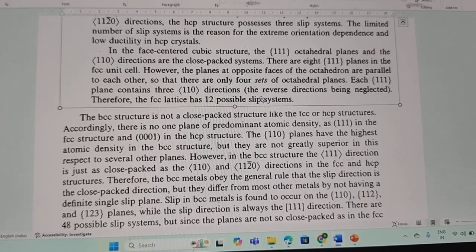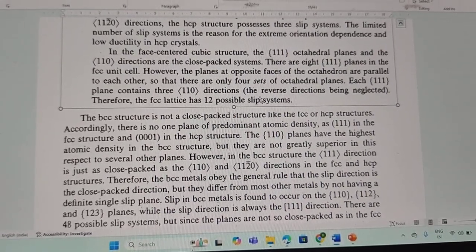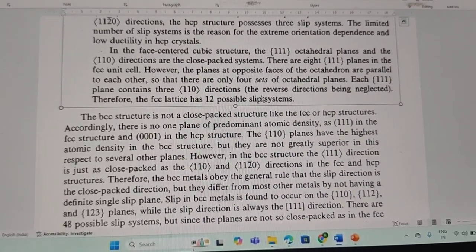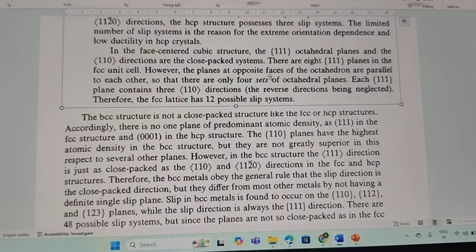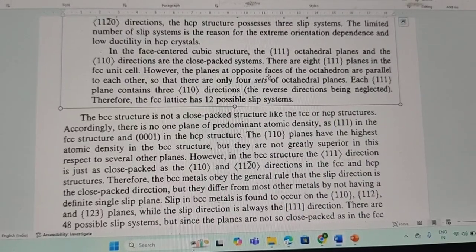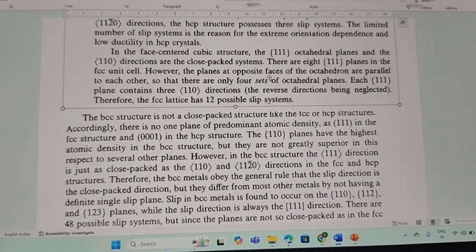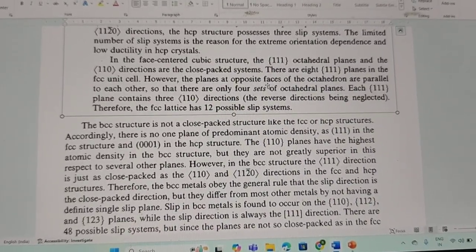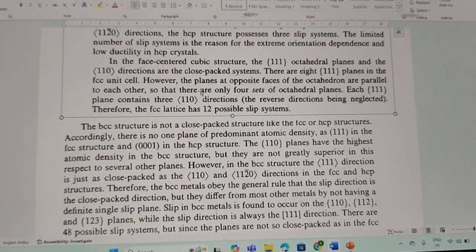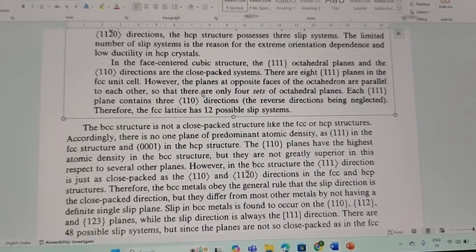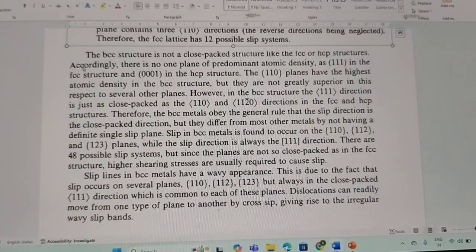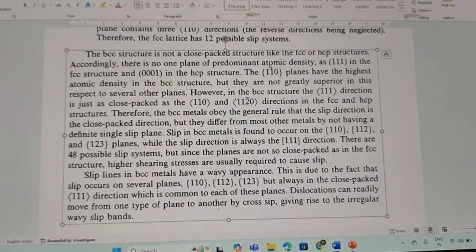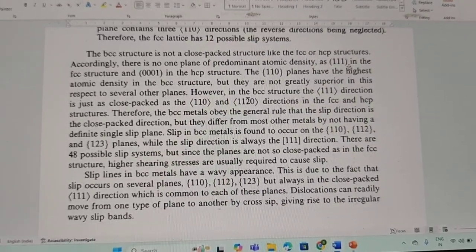So the number of slip systems is more, as well as the atomic density. So FCC has the maximum number of low index planes and the maximum number of slip systems. So FCC is the most ductile and most plastic material. And another thing you see here, the BCC structure is not close packed like FCC or HCP. Accordingly, there is no one plane.